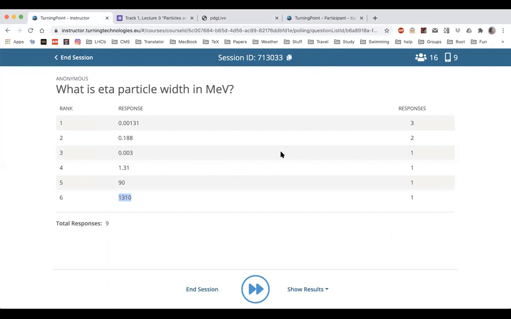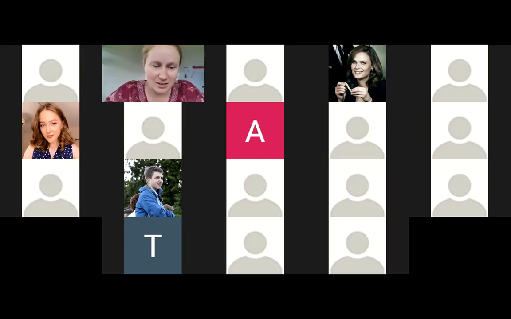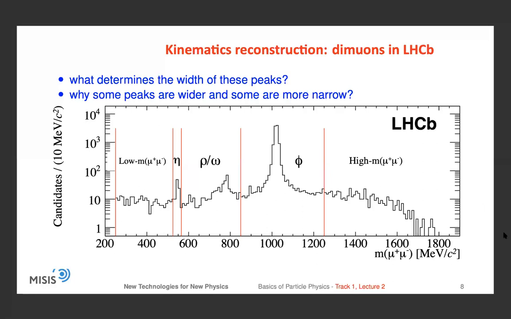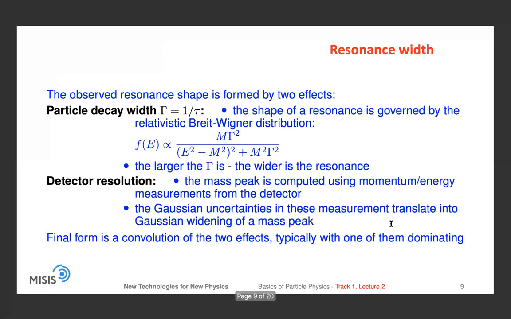ETA is indeed much more narrow than the rho. And this is also something which you can see in the plot in this spectrum. But this still doesn't fully answer the question posed in this slide. So here is the answer for you.